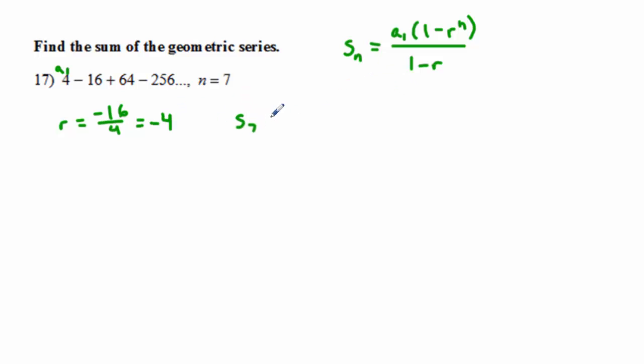So the sum of the first 7 numbers equals 4 times 1 minus r. Put that r in parentheses because it's good to do that when I have a negative that I'm plugging in, over 1 minus negative 4. So I'm going to type this into my calculator utilizing the fraction button, which is alpha y equals.